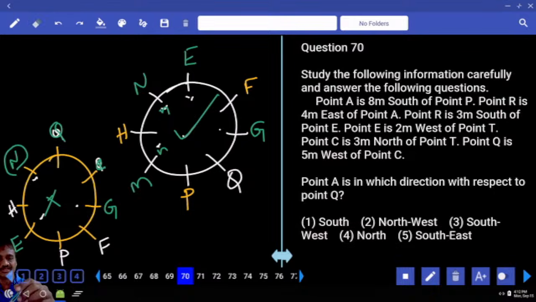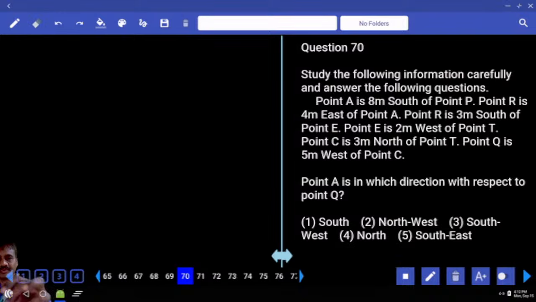Now point A is 8 meters to the south of P. A is 8 meters to the south of P. P is here, A is here. A is 8 meters to the south of P. R is 4 meters to the east of P. Now this is R, who is 4 meters to the east of P. R is 3 meters to the south of E.